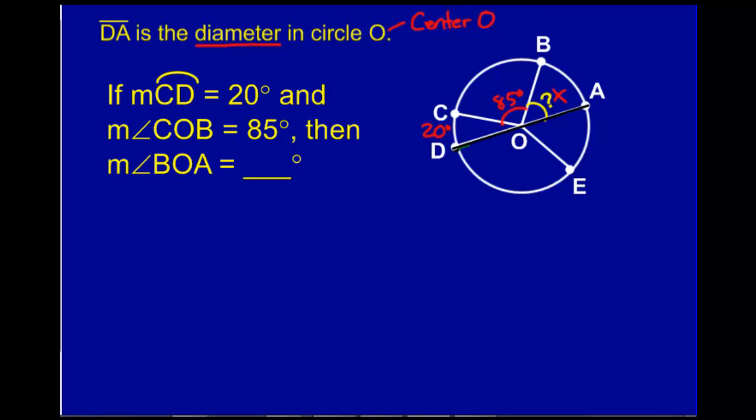Now, I need to see in this that the arc that I gave, CD, is intercepted by that central angle. So that central angle right there is the same as that arc. 20 for the arc, 20 for the central angle. The vertex is at the center. Now, as I look at those three angles, what do I notice? Well, hey, we got ourselves a semicircle.